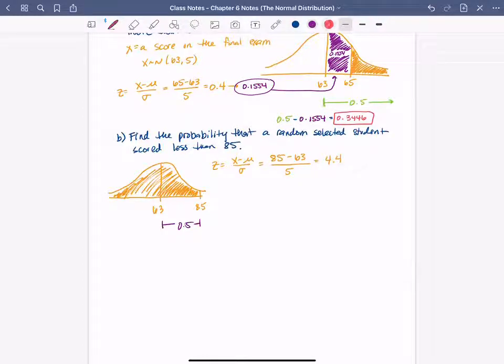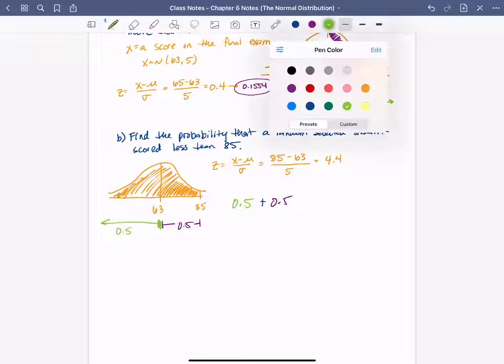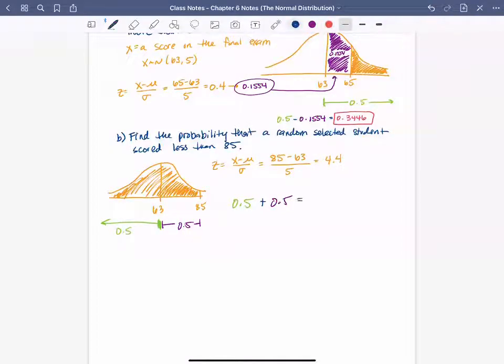Okay. Well, look at here. Isn't from here halfway over also 0.5? Okay, great. So what does that mean? That means 0.5 last time I checked plus 0.5 is 1. So what's our probability? 1. It is 100% chance that a selective student will score less than an 85 on the exam. Okay, that's the probability of this happening.